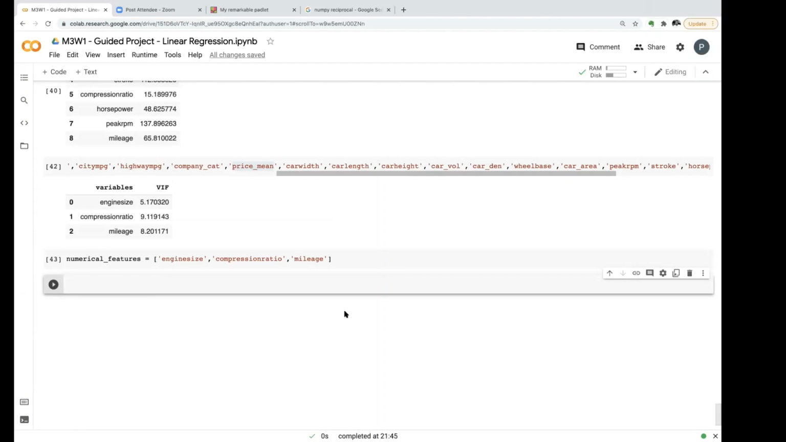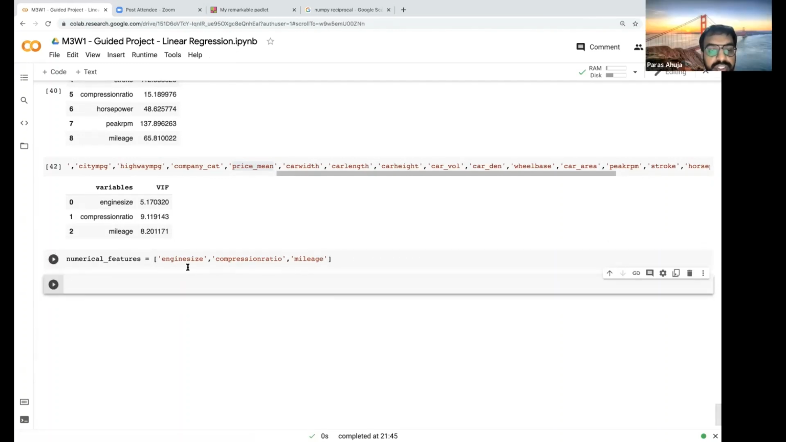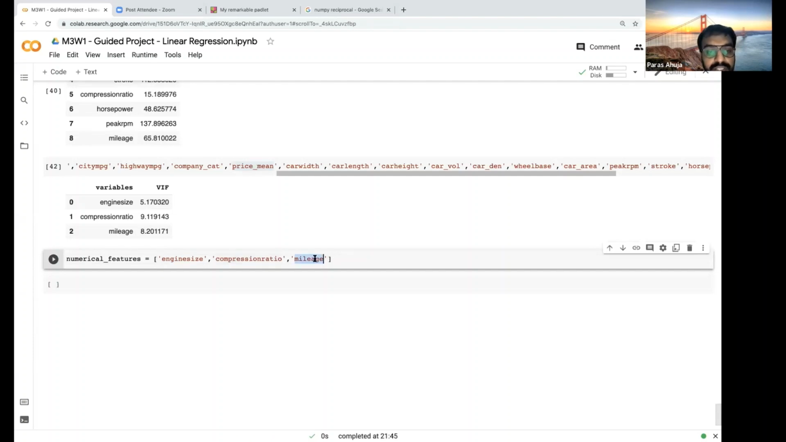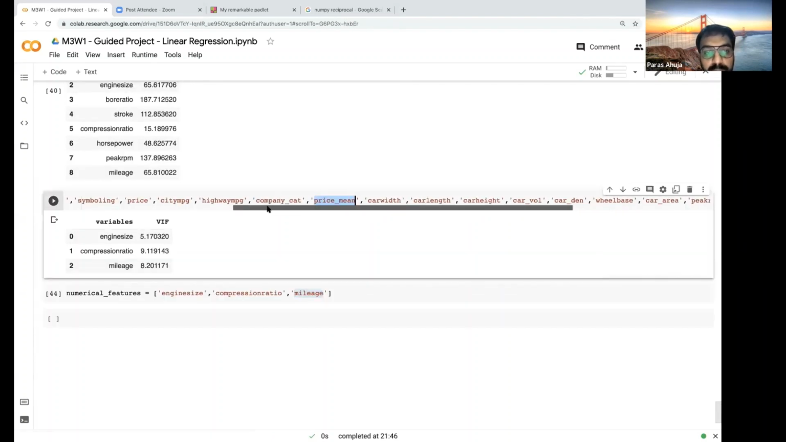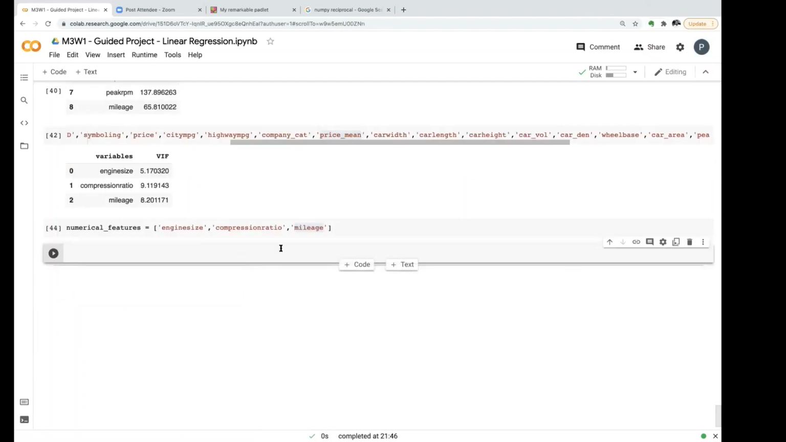Right. So now we have these three numerical features: engine size, compression ratio, and mileage. And someone asked what price mean is, so we'll come back to this price mean again. I'm not sure who asked that. So these are the final level numerical features. I'll just copy it in your doc.